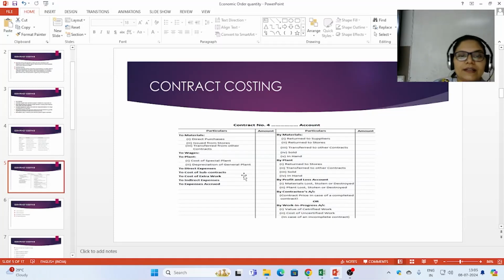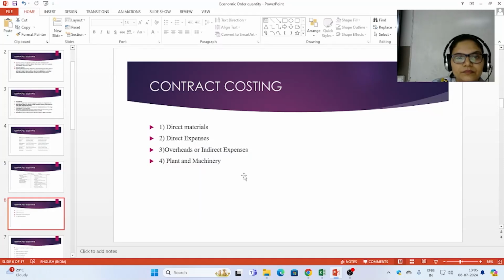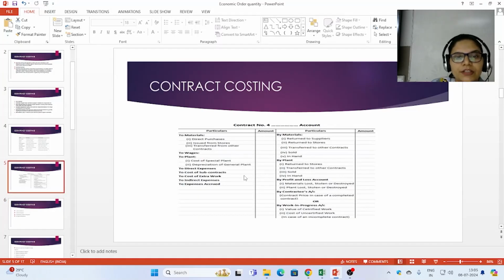Next is direct labor. Direct labor is generally the cost of labor working at a specific contract site, but where several contracts are executed side by side in the same period, job cards are also maintained with the time cards. The outstanding wages at the end of the accounting period should be added to wages if any are there.